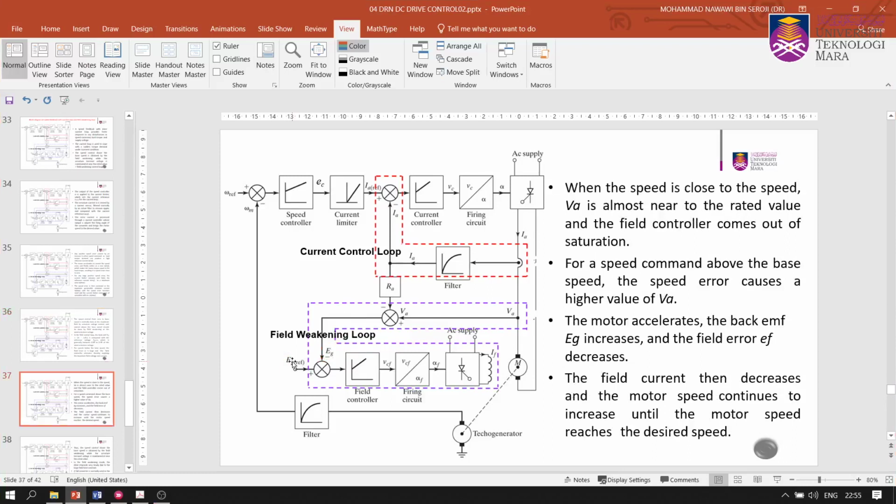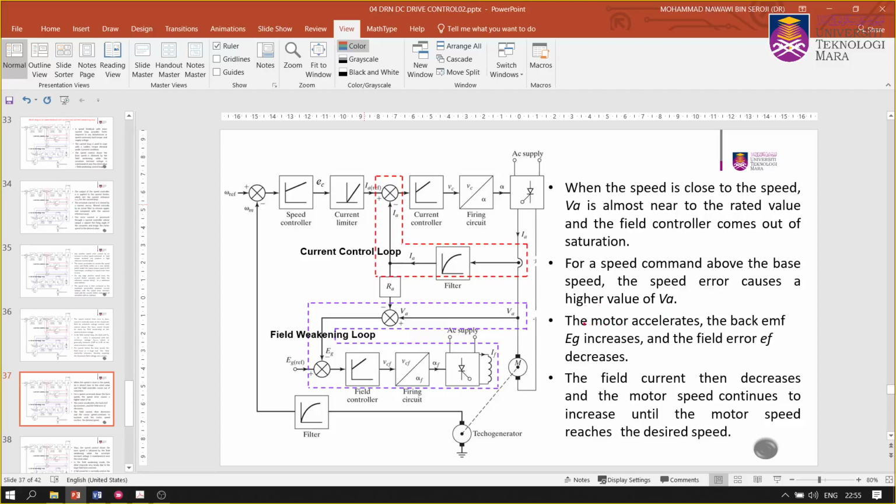When the speed is close to the base speed, VA is almost near the rated value and the field controller comes out of saturation. For a speed command above the base speed, the speed error causes a higher value of VA. So that talks about this VA. Where is it? We have VA here. So there is a VA there.